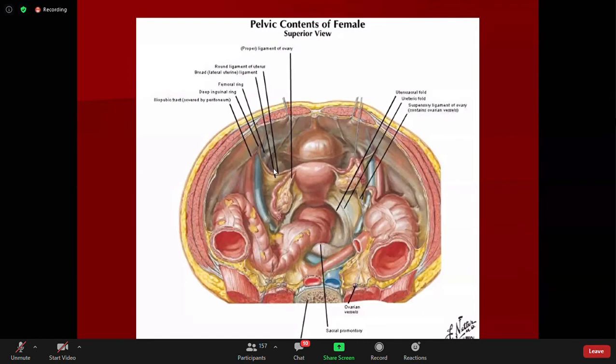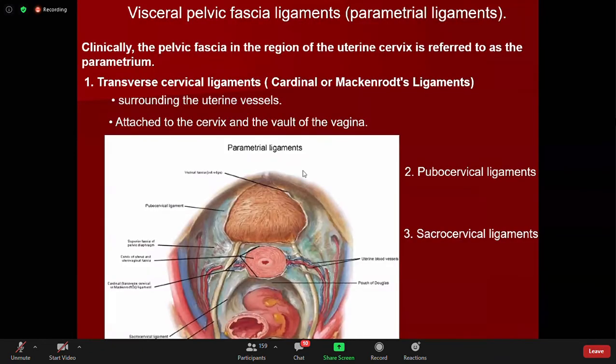It leaves two ligaments. One that attaches the ovary to the uterus, and the second one from the uterus to the labium majus going through the inguinal canal. Okay, so these are ligaments derived, taken from the gubernaculum. Now, the second category of ligaments are the visceral pelvic fascia ligaments, or clinically they call them parametrial ligaments.